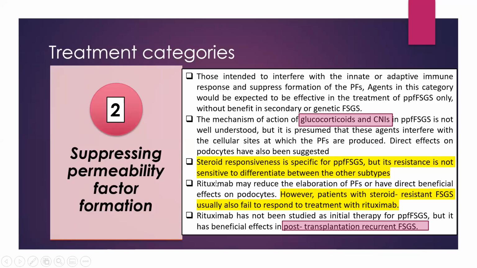Steroid responsiveness is specific for the primary FSGS. So as Dr. Abdullah said, it is autoimmune related. So the possible action of steroid will suppress this, but the steroid resistance is not sensitive to differentiate between the other subtypes. So if it is steroid responsive, it is sure primary or permeability factor induced. But if resistant, it can be resistant permeability factor or other causes like genetic or secondary.